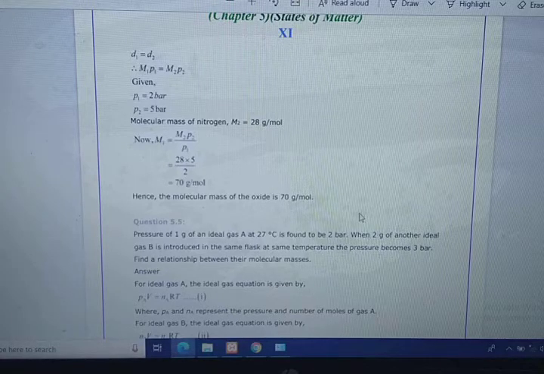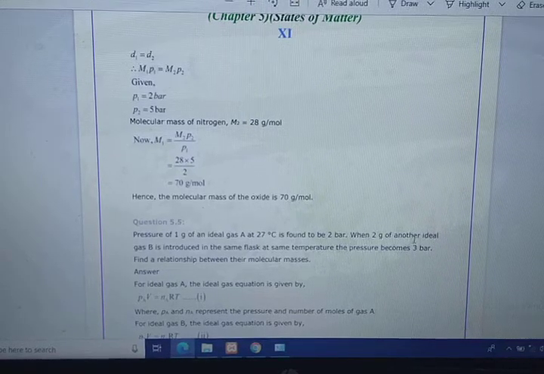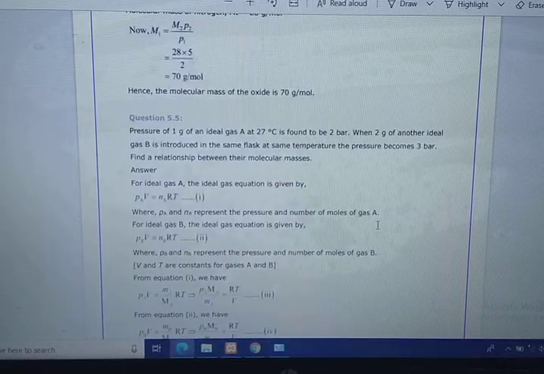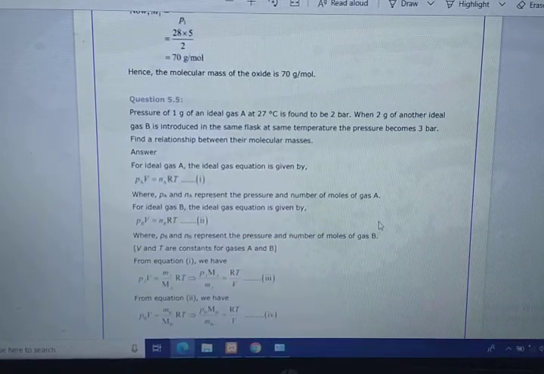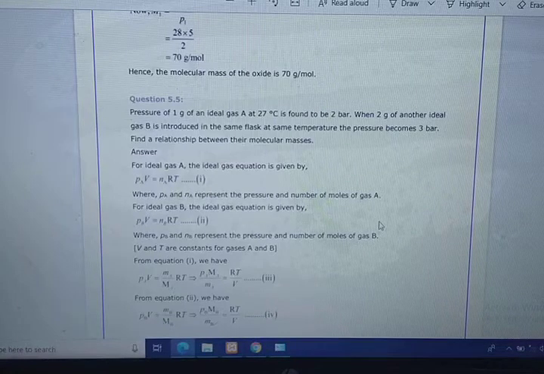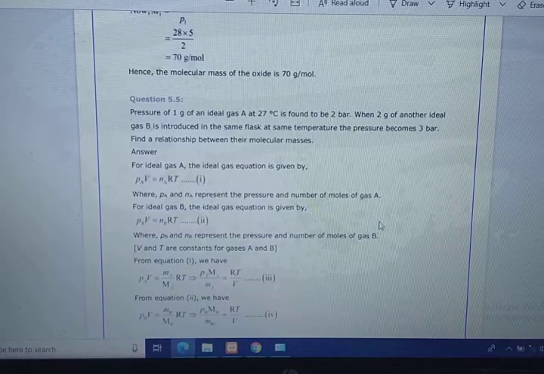Now we are moving towards question number 5. Our question number 5: the pressure of 1 gram of an ideal gas A at 27 degrees Celsius is found to be 2 bar. When 2 grams of another ideal gas B is introduced in the same flask at the same temperature, the pressure becomes 3 bar. Find a relationship between their molecular masses.